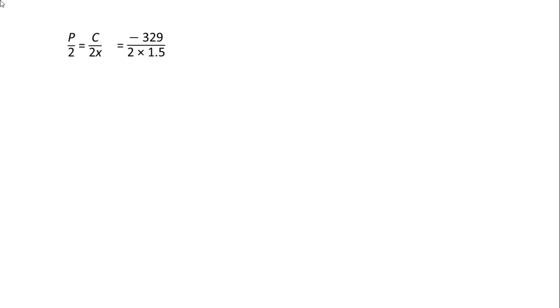So how did this come? P equal to C, C equal to P into x. So P equal to C by x. So P by 2 equal to C by 2x. Now substitute the values, and you will get minus 109.7 Newton as the gyroscopic load on each wheel.